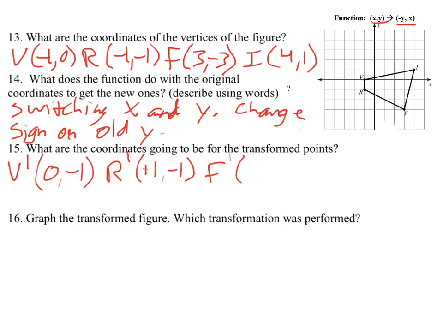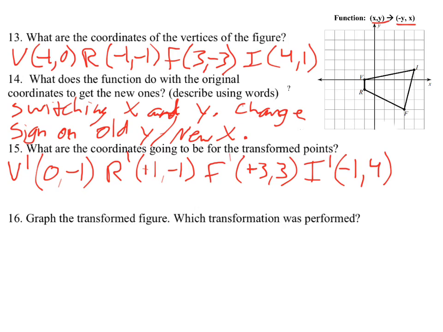F prime, we need to change the order, so negative 3, 3, and change the sign on the old y, or the new x. Here, I'll write that down, new x. Gives me the F prime there, and then I prime, change the order, change the sign on the new x value, or the old y value. And it gives you that. And now we just have to graph those and say which transformation was done.